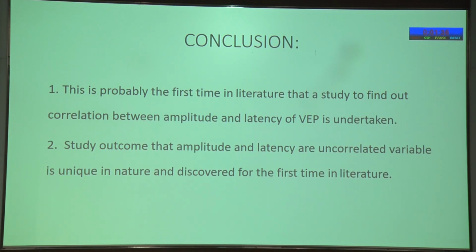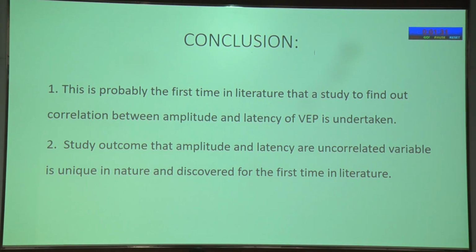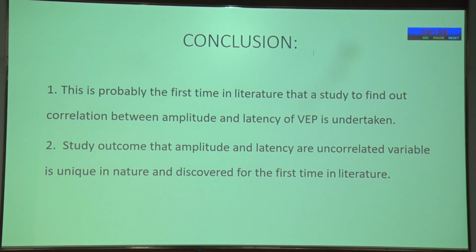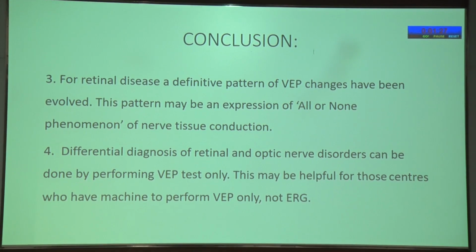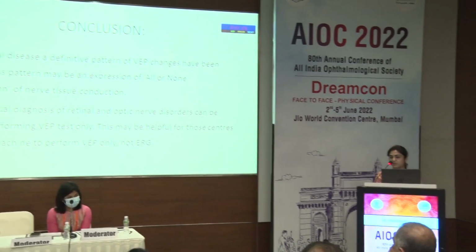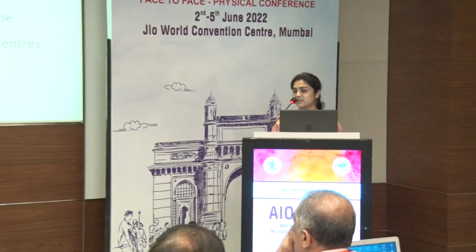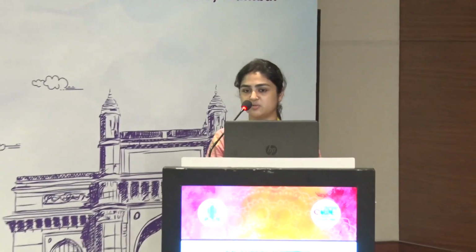So in conclusion, I would say that probably in literature there has been no such study where a relation between these 2 variables has been undertaken. And for retinal disease, we have tried to evolve a pattern through this study. Maybe this is an expression of the all or none law that still needs to be investigated. And through this, it is helpful for those centers which do not have an ERG machine, and with only the VEP machine, they can try to differentiate between an optic nerve disorder and a retinal disorder. Thank you.